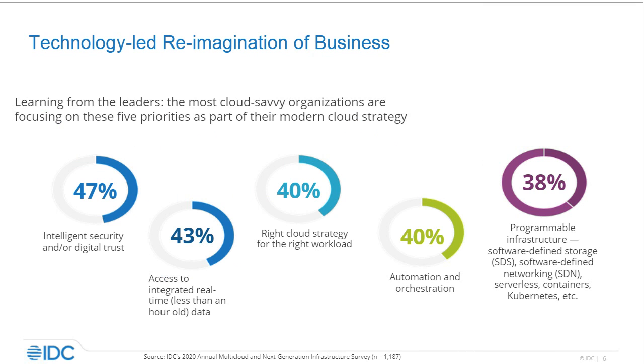So when we look at forward-thinking organizations, what are these leading organizations doing? So the most cloud-savvy organizations are focusing on 5 key priorities as part of their modern cloud and cloud-native strategy. And the top one is around building digital trust and security and enabling intelligent security operations. So for 47% of organizations, building that digital trust and intelligent next-gen security capabilities is front and center.